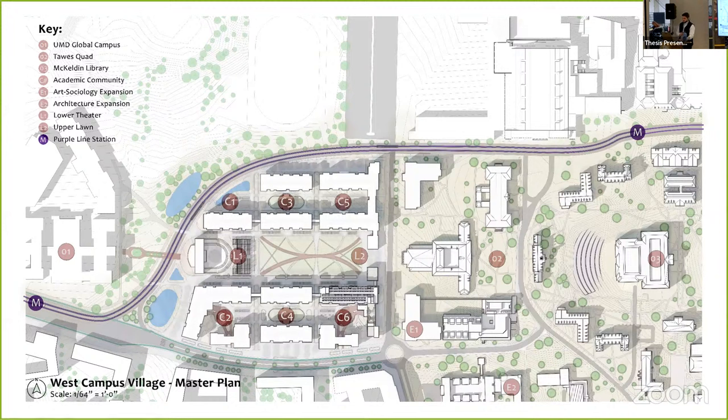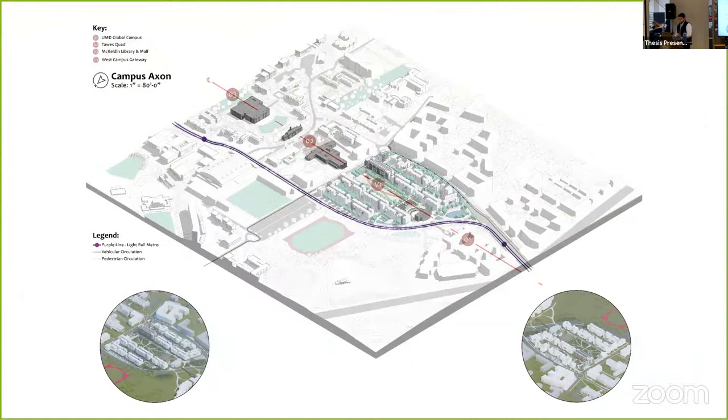And at the master plan level, we begin to see the spaces that are being created, creating six academic communities, and then having the lower theater at the western end and the upper lawn to the eastern end. And this begins to define those corridors. We see the Purple Line corridor going to the north, Campus Drive to the south, which was developed to have more of a human perspective and a more street atmosphere, integration of bike lanes and plaza spaces along the street corridor.